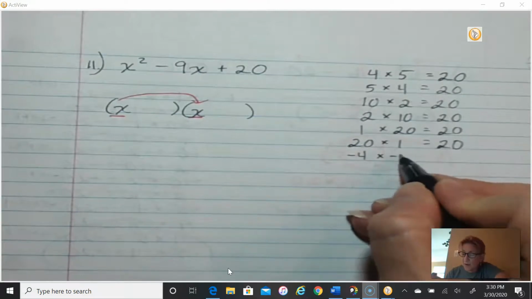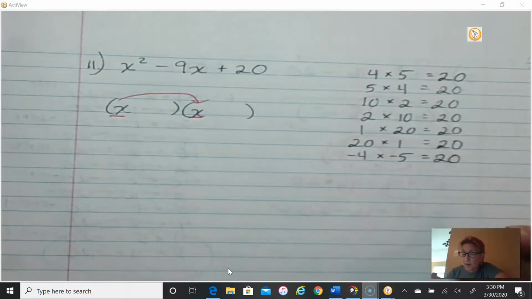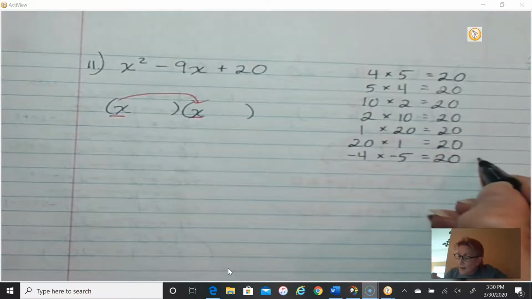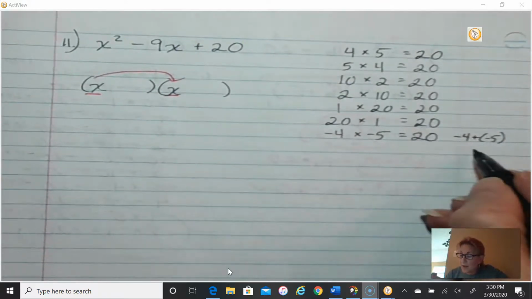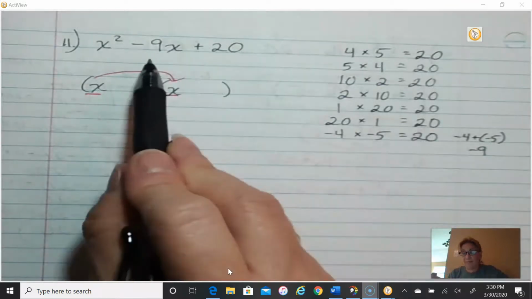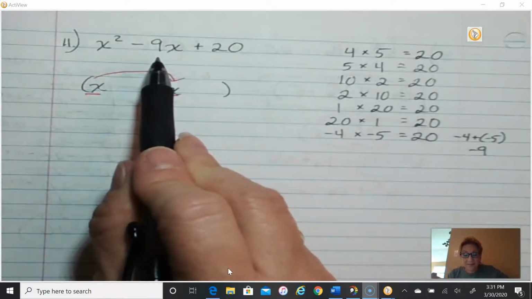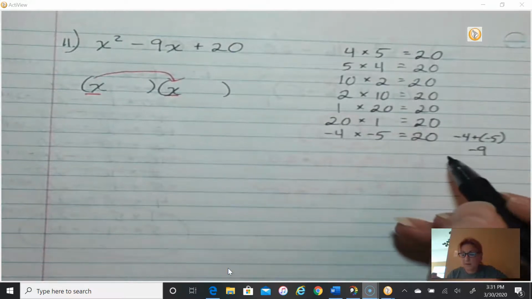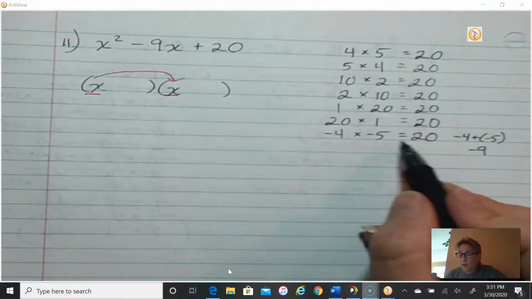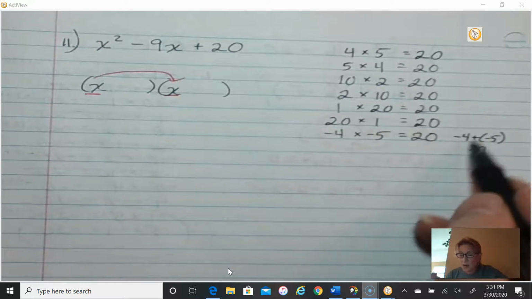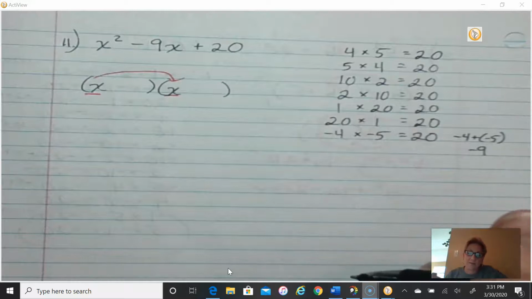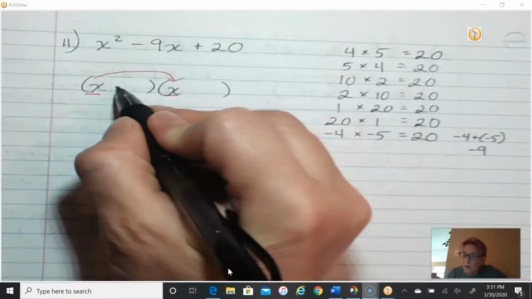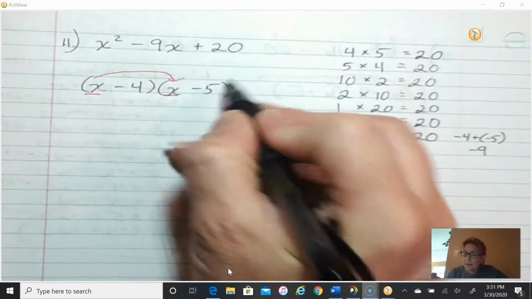times negative 5, that'll give me a positive 20. When added, negative 4 plus negative 5, what does that give you? Gives you negative 9. Look at that. Already we found it. So that's what I'm saying. When you're doing these and you're trying it out, over here off to the side, add them together to see. Then you won't have to keep going. Okay, so now we know we can stop there and just write that down.